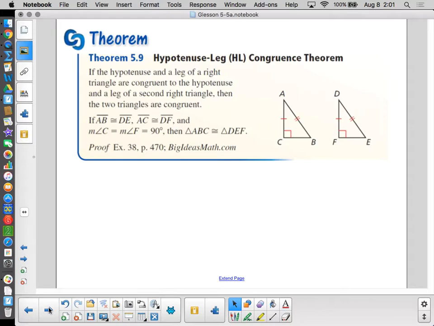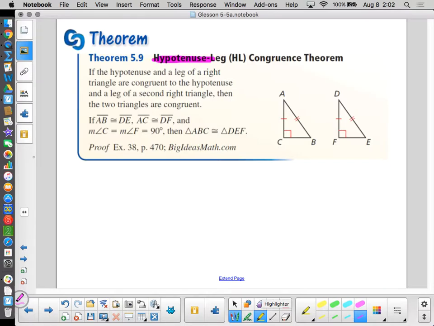Hypotenuse leg is a little bit more difficult. It's really not bad. It's two sides at an angle, kind of like side angle side, except the angle is no longer between the sides. And in fact, the very name of it, hypotenuse leg.